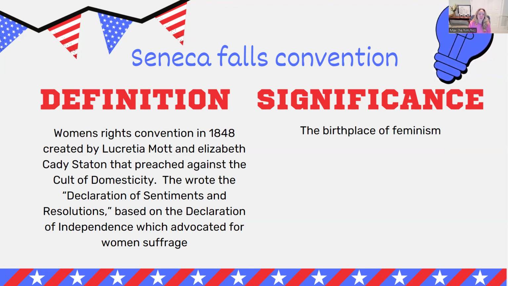They wrote the Declaration of Sentiments and Resolutions there, where they basically rewrote the Declaration of Independence, and every time it said man, they crossed it off and wrote woman. And they really advocated for suffrage. Like that was the main goal. It's still going to take a long time, almost 100 years after this, for that to really be realized. It's going to take World War I, but hey, gotta start somewhere.